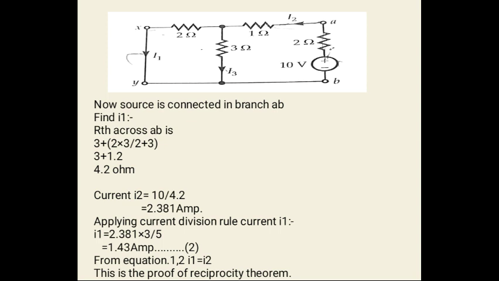Now, applying the current division rule, the value of current I1 is 2.381 into 3 upon 5, that is 1.43 ampere. Equation number 2. Now we compare equations 1 and 2, and we see that I1 is equal to I2. So this is the proof of the reciprocity theorem.